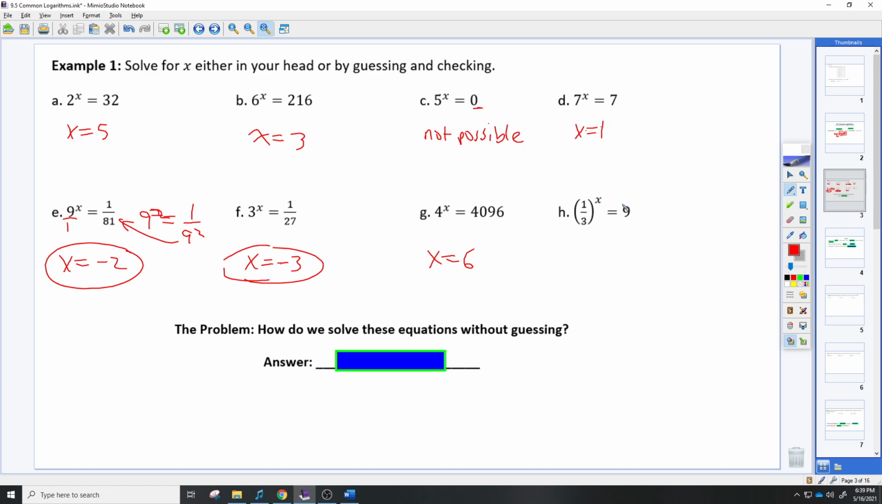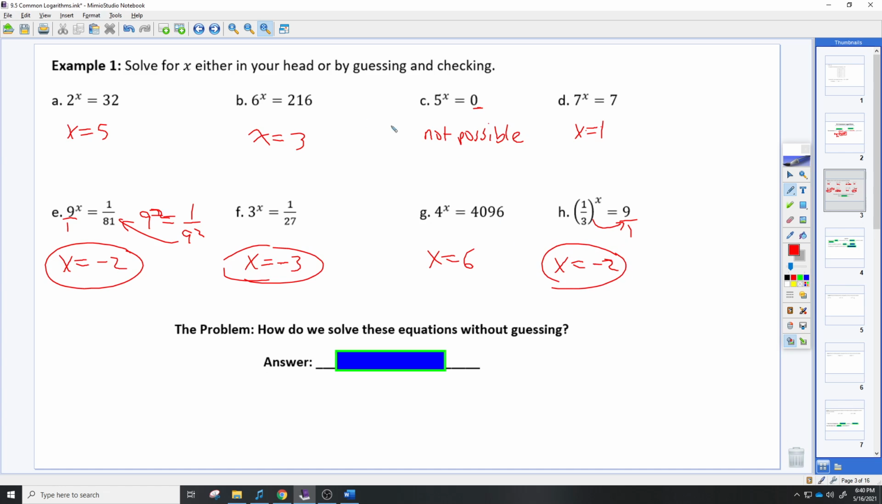And then the last one here: 1/3 to the what power gives you 9? So now we're going from a fraction to a whole number. That would also mean we'd have to flip this around, so we'd have to make a negative number here. And 3 to what power gives you 9? That would be 2. So this should be negative 2.